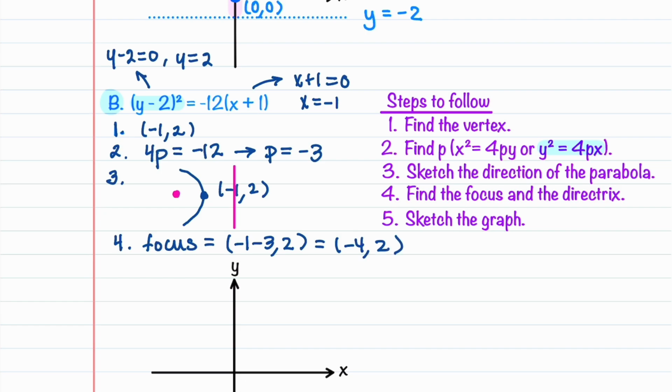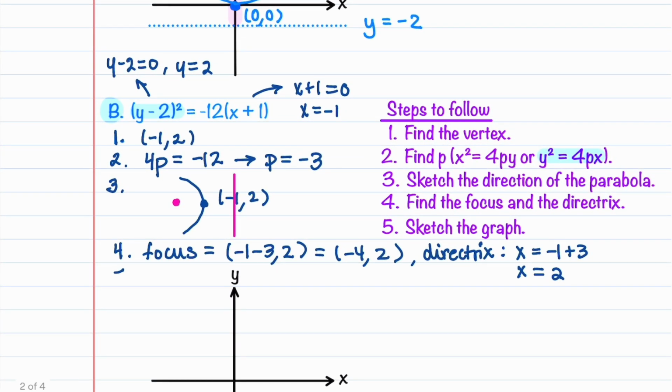Now let's look at the directrix. It is going to lie to the right of the vertex. So our directrix, which is given by x is equal to a number, is going to be x is equal to -1 plus 3 because we're going to the right. So this is going to be x is equal to 2.